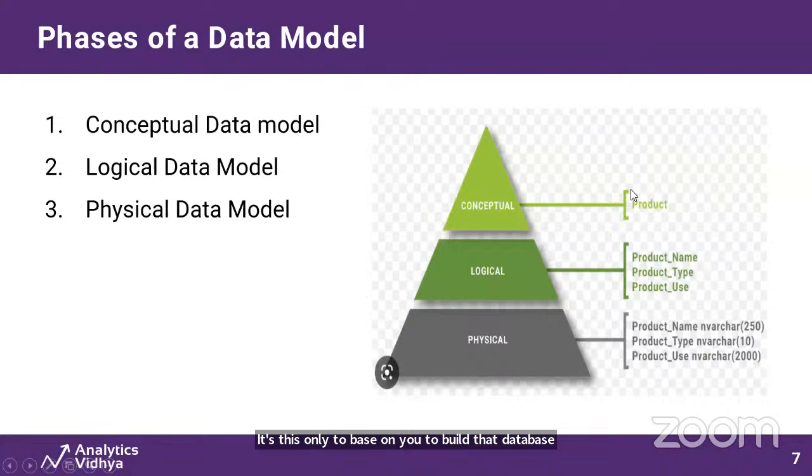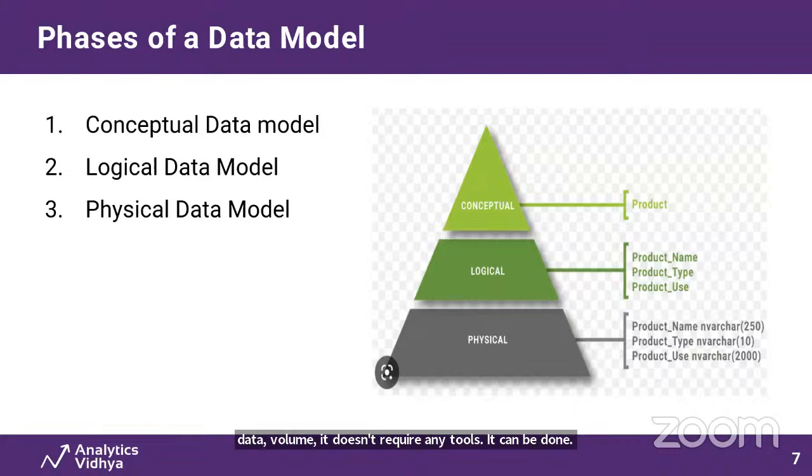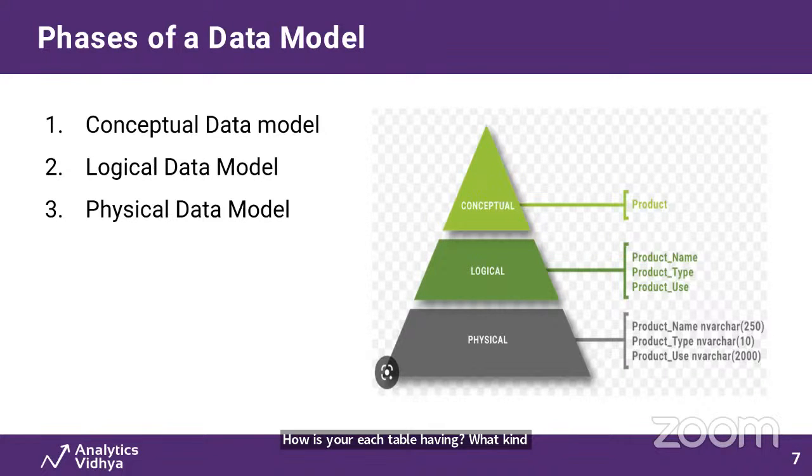Data modeling doesn't require any tools. It can be done on a dry erase board or with a pencil and paper, or it can be done on an Excel sheet as well. You just need to make a blueprint on an Excel sheet, like what kind of data and what kind of attributes each table has, what data type, and what the use of a particular field in a particular table is. That is the level of detail you can go into in the physical data model.